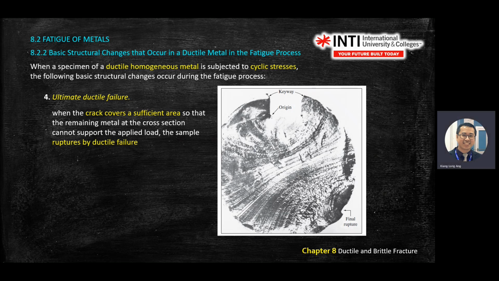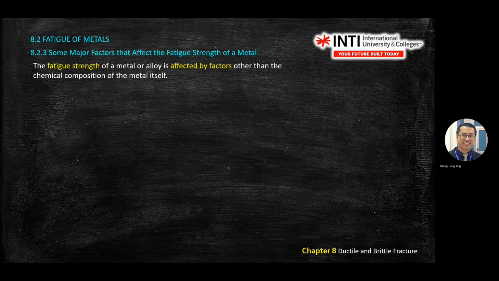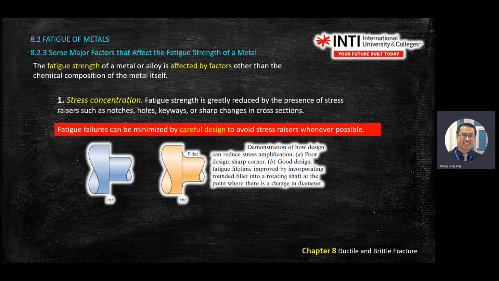Number four here, ultimate means it broke into pieces. It can already peel into two pieces.